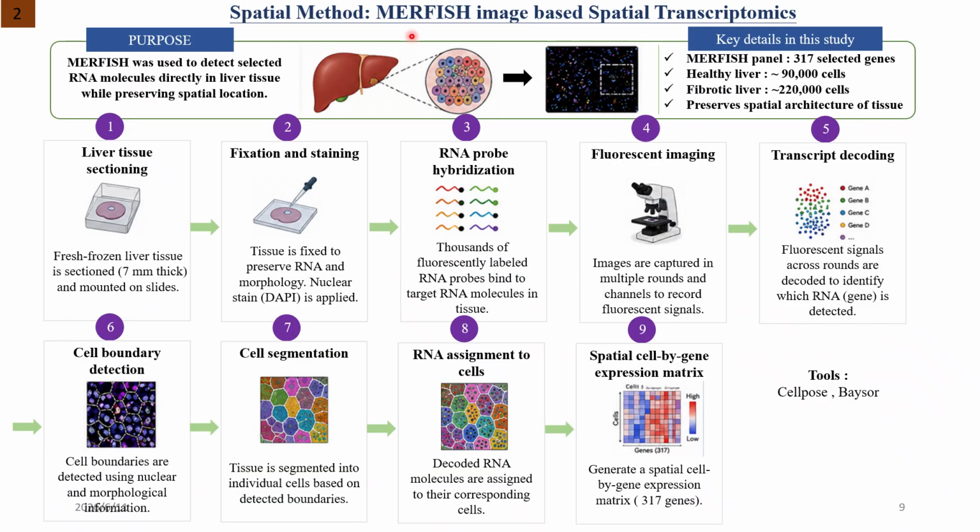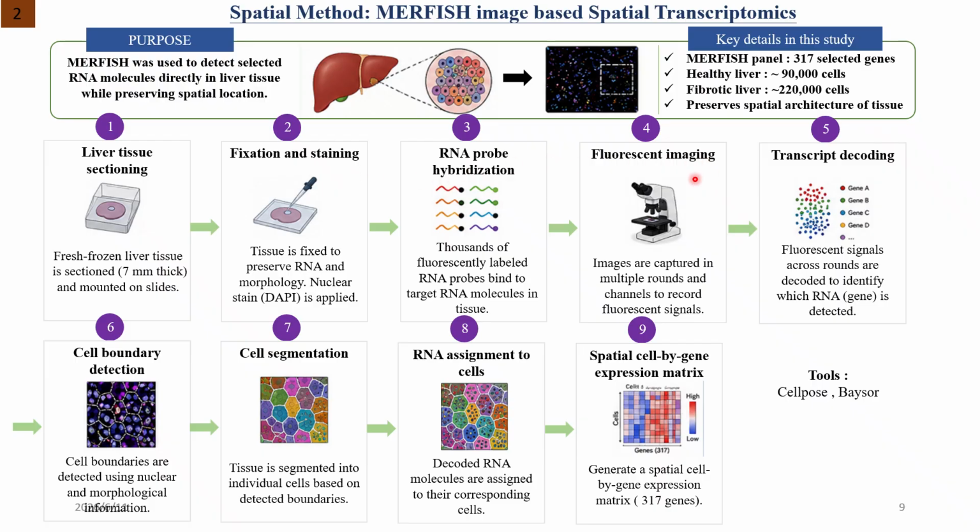Next, this slide explains the MERFISH spatial transcriptomics workflow. MERFISH is not NGS, it is an image-based spatial method. Its purpose is to detect selected RNA molecules directly inside liver tissue while preserving the original tissue location. Step 1. Liver tissue is sectioned and mounted on slides. Step 2. The tissue is fixed and stained. Step 3. RNA probes are added.